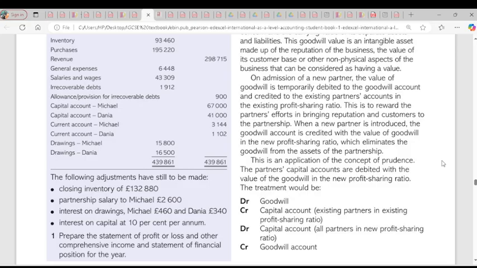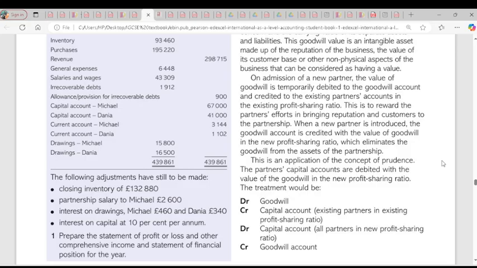Michael and Daniel, we've prepared statements of profit or loss for Michael and Daniel, and we've done the appropriation account. So the next thing is to prepare the statement of financial position. But we need to prepare the current account before the statement of financial position, because we need the current account balance for Michael. What do you do with the current account balance?